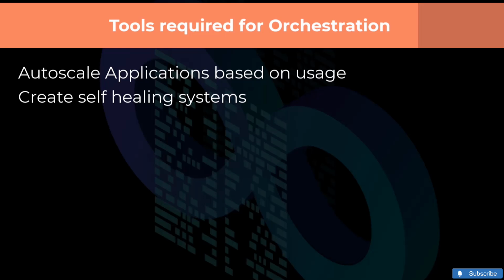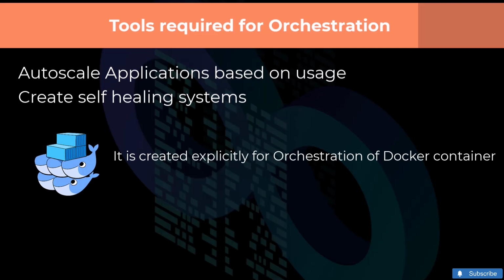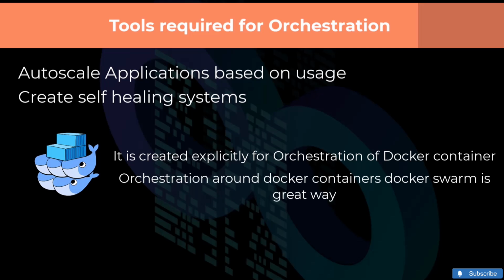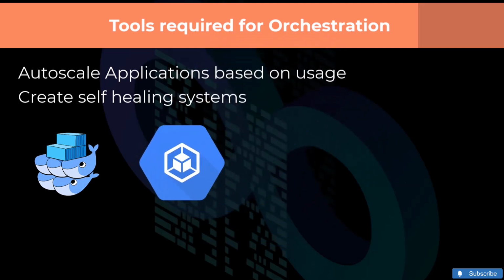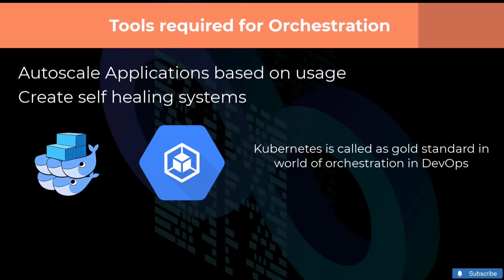One of the great orchestration tools that's available here is Docker Swarm. Docker Swarm is Docker's native orchestration tool, and it is created explicitly for the orchestration of Docker containers. Orchestration goes very well with Docker containers because the containers are lightweight and self-contained and can be spun up or spun down very quickly. Containers are very efficient to use alongside orchestration tools that control when and how they spin up and down. And containers tend to make orchestration easier. So if you want to do orchestration around your Docker containers, Docker Swarm is a great way to do so. Another very powerful orchestration tool is Kubernetes. It is called the gold standard in the world of orchestration in DevOps.